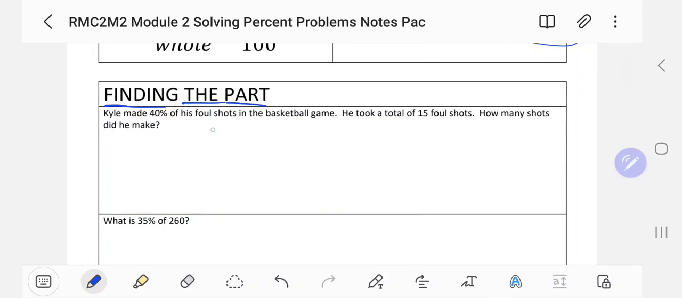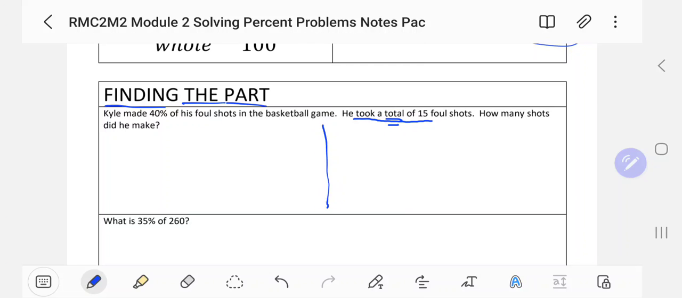Kyle made 40% of his foul shots in the basketball game. He took a total of 15 foul shots. How many shots did he make? All right. I see some keywords. If I read that again, I see he took a total, right? That sounds like a whole to me.